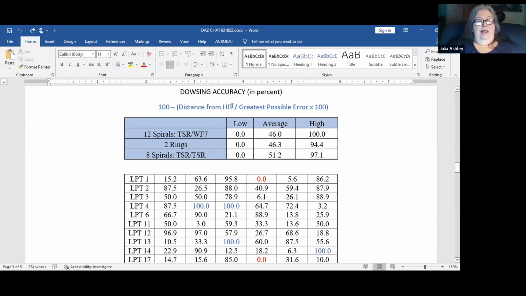So you take the distance from the hit, maybe that's a poor choice of words, my selection, whatever I selected, the distance to the hit, and divide that by the greatest possible error, and that's going to give you a number under 1, you know, 0.08, whatever. And then you have to multiply that times 100 and then subtract everything in the parentheses here from 100.